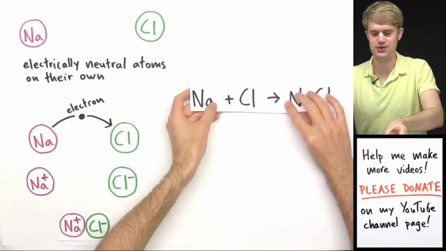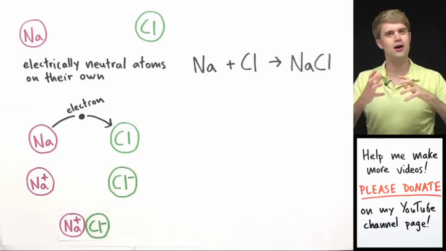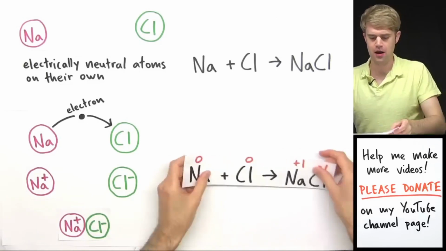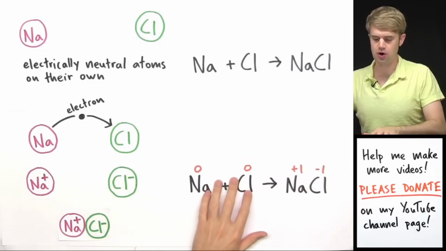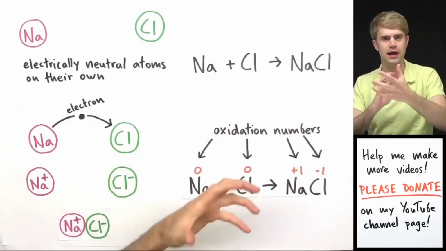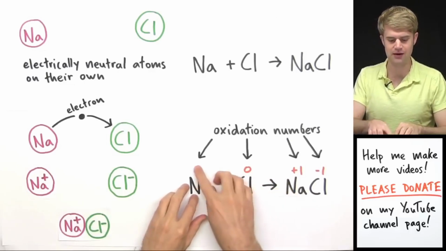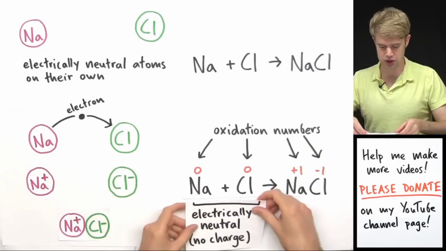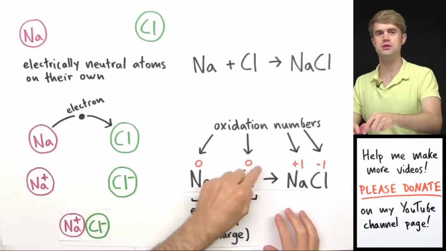So here's the equation that I showed you earlier that describes this process. There are a couple things that I could add to this though to make stuff a little clearer. Check out these numbers that I've written in here in the red. These are called oxidation numbers, and they give me a sense of what's happening with the electrons and with the charges. So above Na and Cl, I've written zeros. That indicates that these two atoms start out being electrically neutral. They have no charge. That's what the zero means.